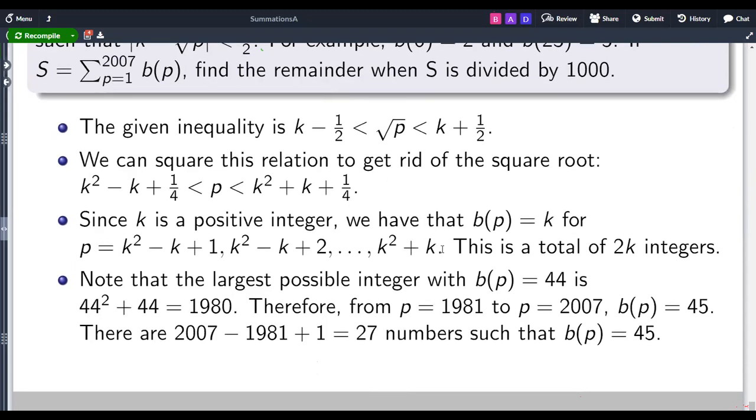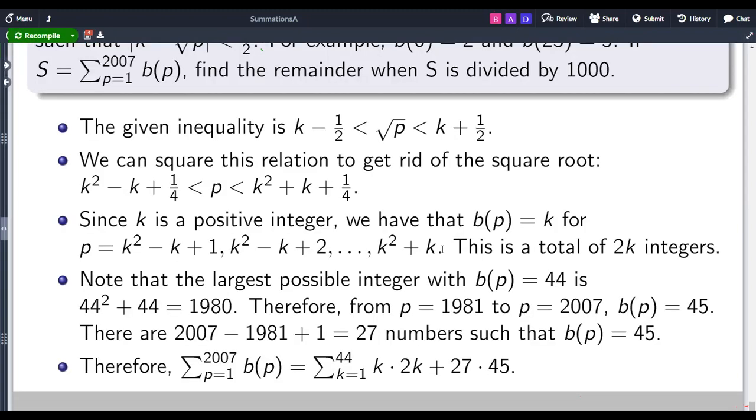And so as I wrote there, 44 squared plus 44 is the largest number with b of p equal to 44. So that means that there's a total of 27 numbers such that b of p is 45. And for every smaller value of k, the number of values such that b of p equals k is 2k, as is written in the second bullet.